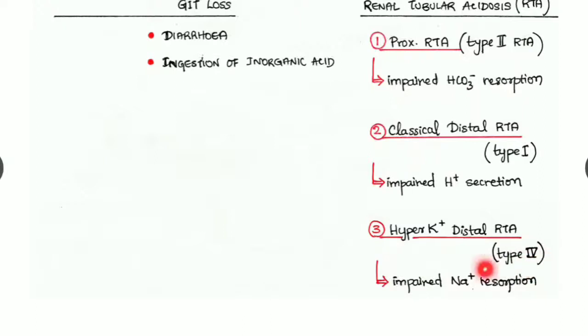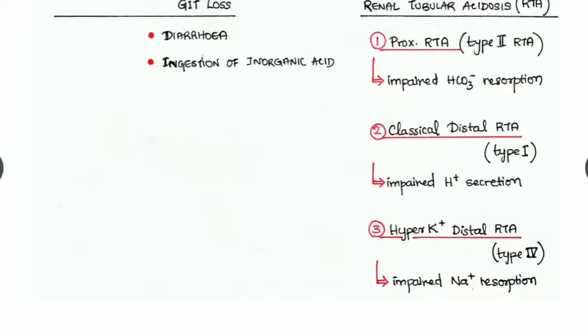And the third one is hyperkalemic distal renal tubular acidosis, and that is the type 4 renal tubular acidosis. Type 4. What is happening there? There is impaired sodium reabsorption. Why? Because the concentration of potassium is very high in the blood. So there is impaired sodium reabsorption. The sodium and the potassium are just acting opposite. They are like enemies. If one concentration tends to be higher, then the body tries to decrease the other one's concentration.